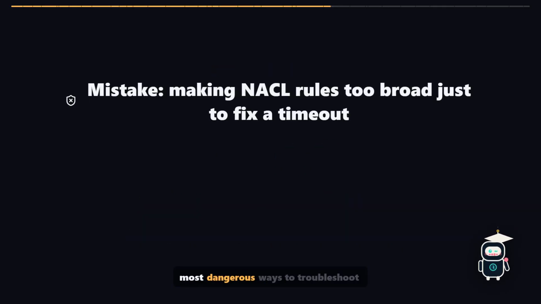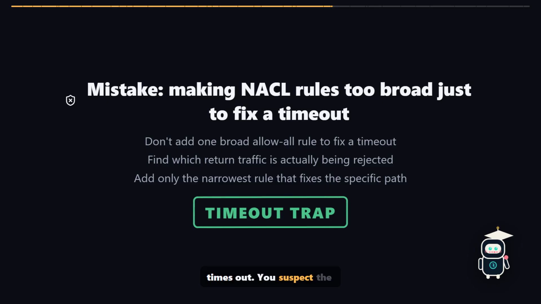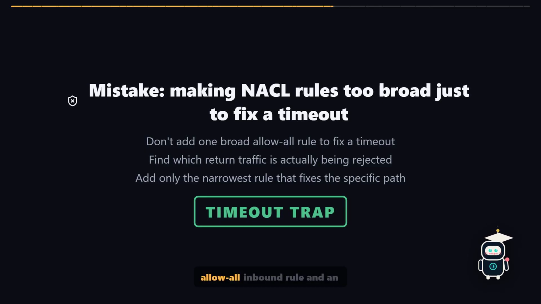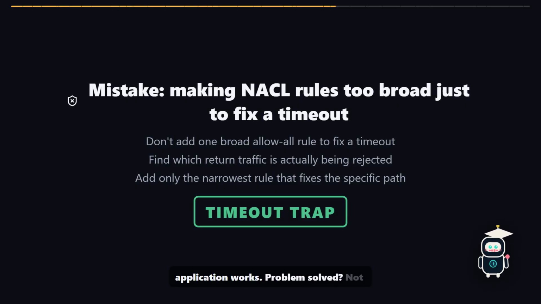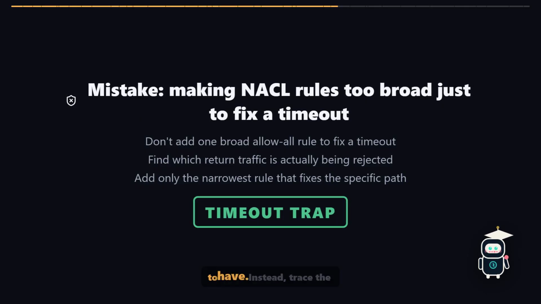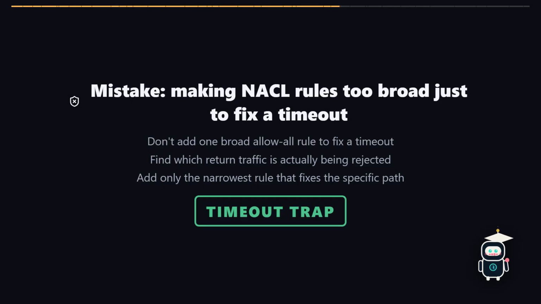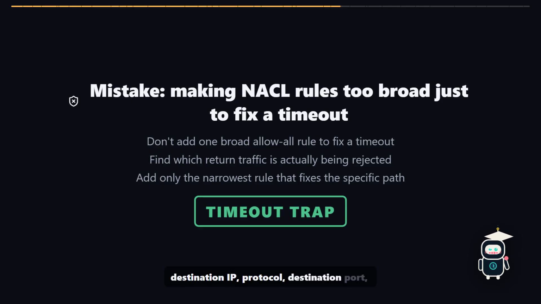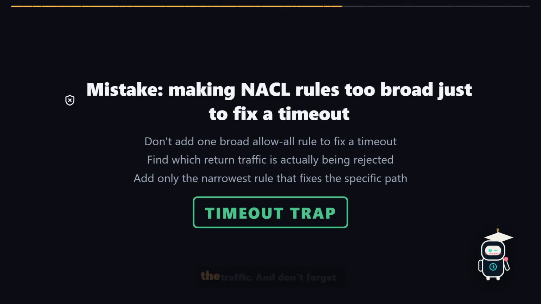Here is one of the most dangerous ways to troubleshoot a network ACL. Your application times out. You suspect the NACL, so you add an allow all inbound rule and an allow all outbound rule. Suddenly, the application works. Problem solved. Not really. You proved that the NACL was probably involved, but you may have also removed the subnet-level protection you intended to have. Instead, trace the connection. Identify the source IP, destination IP, protocol, destination port, and return path. Then determine which NACL rule is rejecting the traffic.